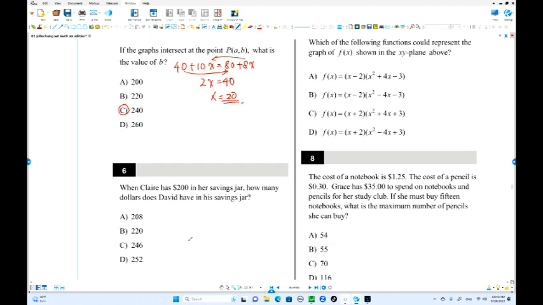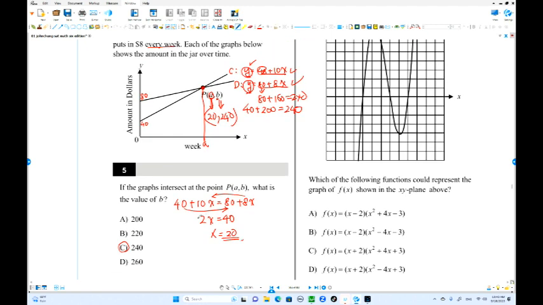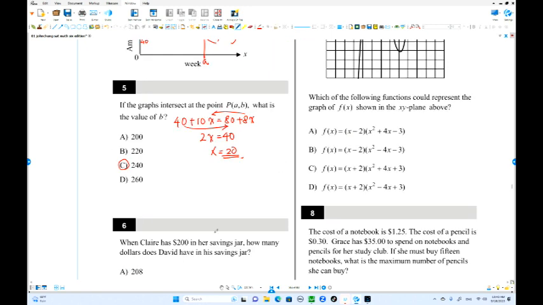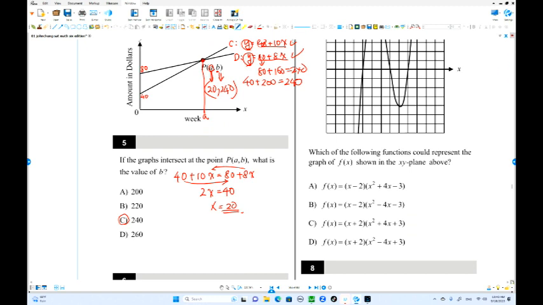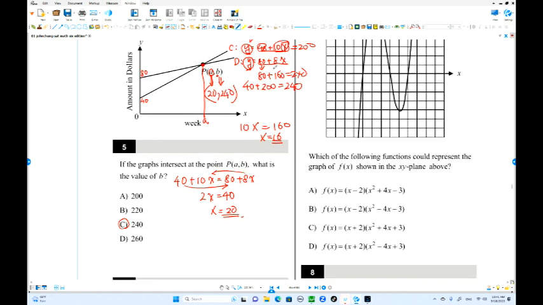When Claire has $200 in her savings, how many dollars does David have in his savings jar? Claire is $200. For what value of x? So we solve this one: 10x equals 200 minus 40, which is 160. x equals what? 16, right? So it took 16 weeks, the same number of weeks over here.